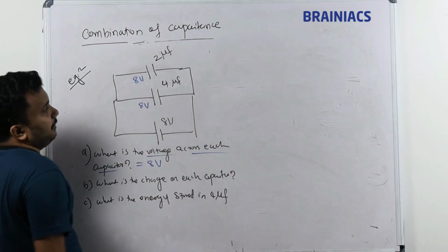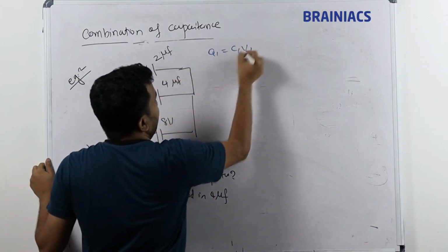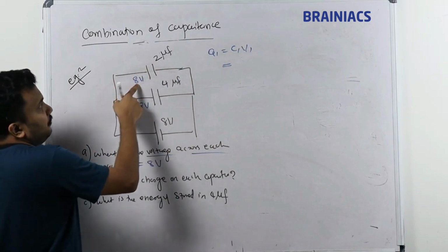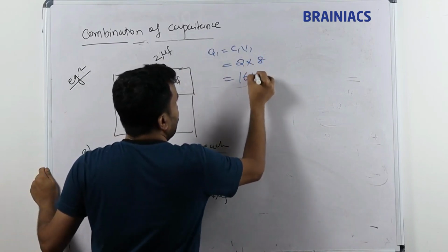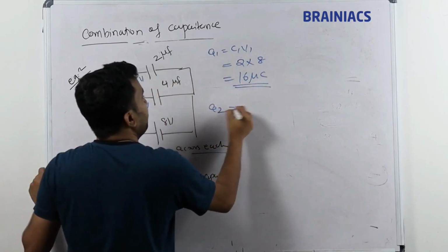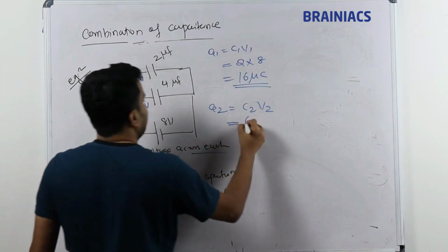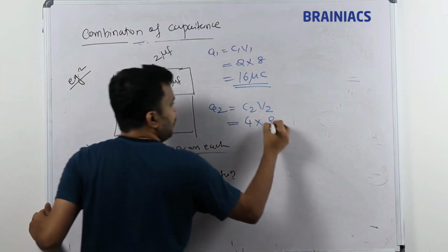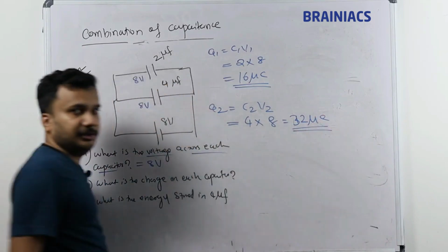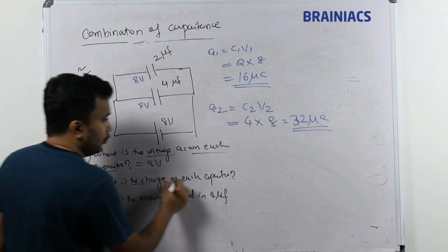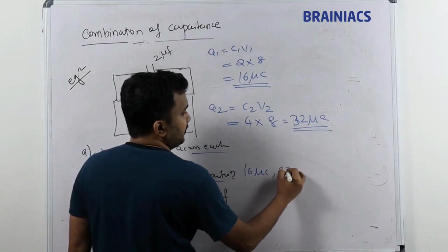Second one, what is the charge on each capacitor? It's quite easy to find. Q1 equals C1 V1. C is 2 microfarad, the voltage is 8. So 2 into 8, 16 microcoulomb. Second one, Q2 equals C2 into V2. The second capacitor is 4 microfarad, voltage is 8 volt. So 4 into 8, 32 microcoulomb. So the charge on each capacitor: the first is 16 microcoulomb and the other one is 32 microcoulomb.